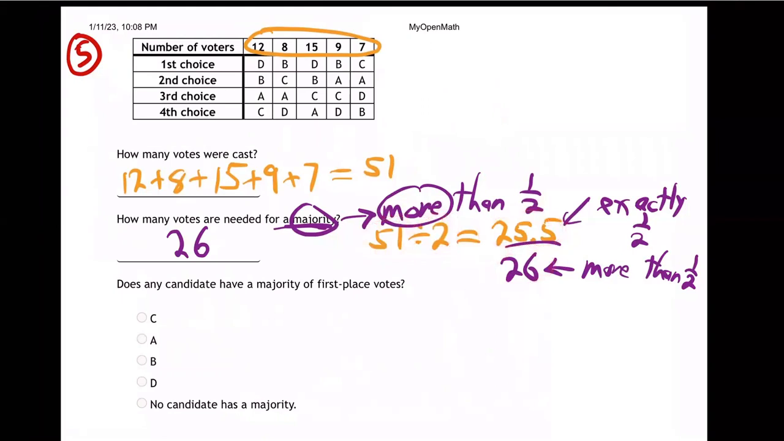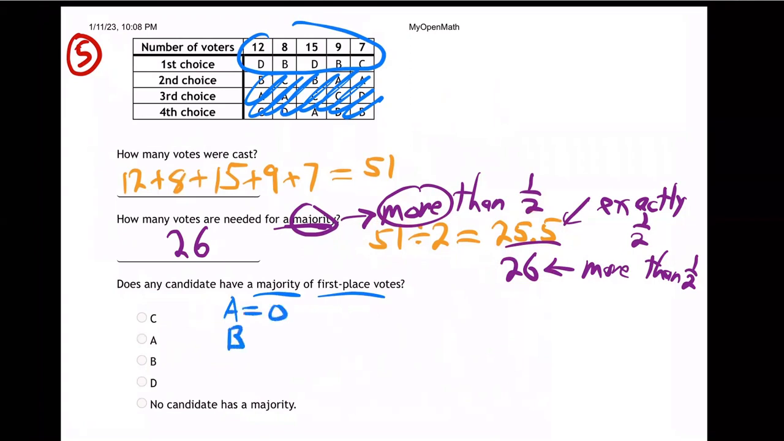Okay, so the question is, does any candidate have a majority of first place votes? They're just talking about first place votes, so I'm just looking at these. I don't care about second, third, or fourth. Majority of first place votes. Well, how many does A have? A has none. I don't see any for A.